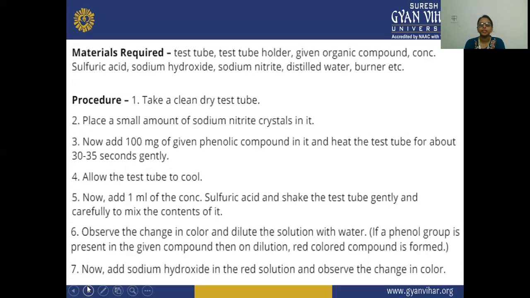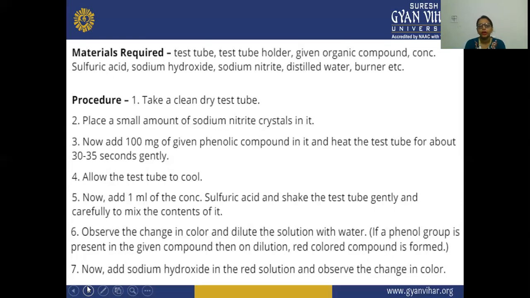So here the materials that are required in this reaction are a test tube holder, the given organic compound, the given sample, concentrated sulfuric acid, sodium hydroxide, sodium nitrite, distilled water, and a burner. Now in this, what will be the procedure?